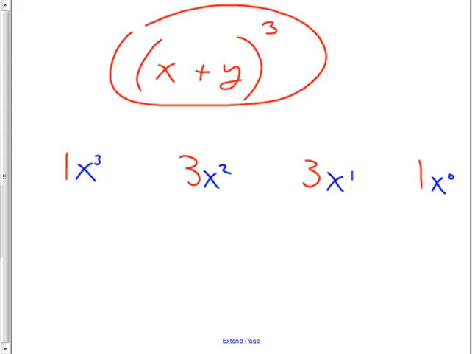And going the other way, who can do this now? What do you think is going to happen right here? Y to the 0, very good. Keep going. Y to the first, keep going. Y to the second, and Y to the third. There's your answer.